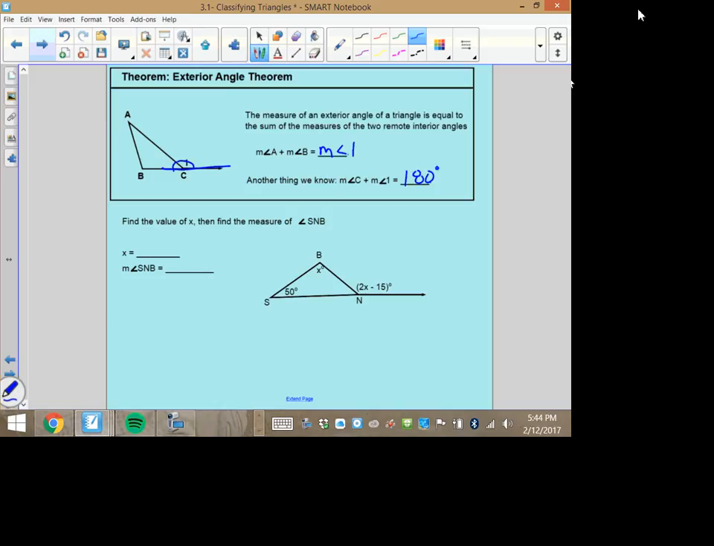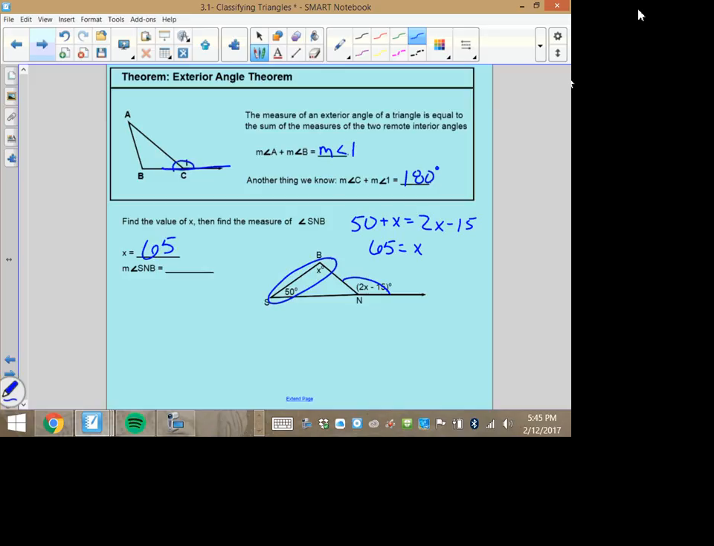So now we're going to find the value of x in our triangle. So with our corollary, we know that the sum of these two have to add to be this one. So we can set up our equation as 50 plus x has to equal 2x minus 15. Bringing our x's and our numbers to the same side, we can get that 65 equals x.